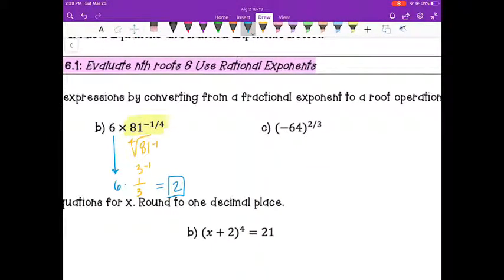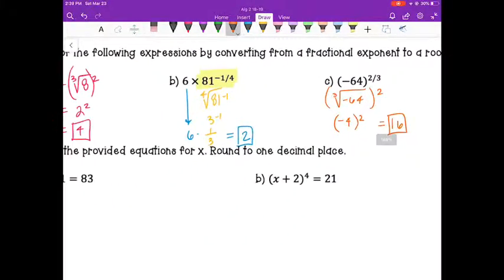And example C, negative 64 to the 2/3. That means that we want to take the cubed root of negative 64 and square it. Or again, we can square that negative 64 first. If we want to take the cubed root of a negative number, remember that we can do that because we can take the odd root of negative numbers. We just can't take the even root. So cubed root of negative 64 would give us negative 4. But when we square that, notice that we're going to get a positive 16 no matter what. Also, I think I had a mistake on that answer key from eBackpack. I think I wrote 8, but 4 squared is in fact 16.